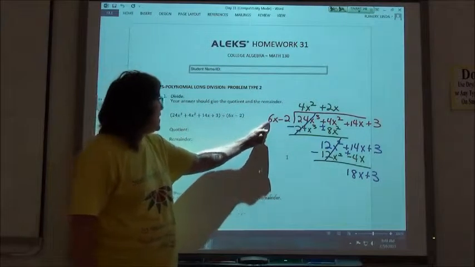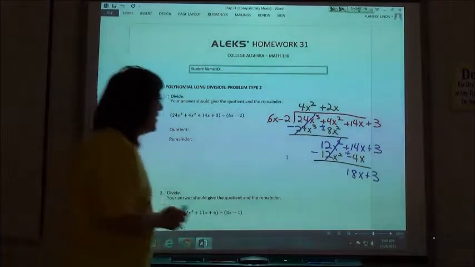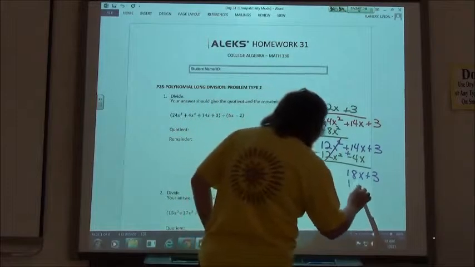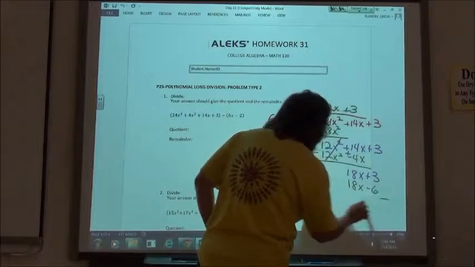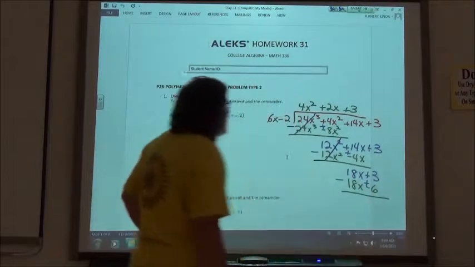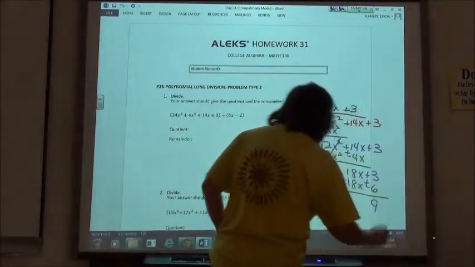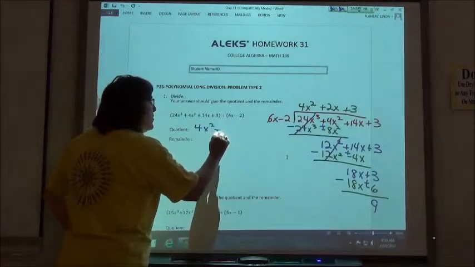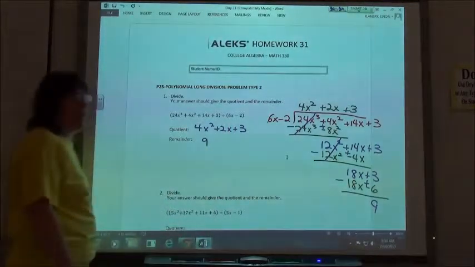So, what times 6x gives us 18x? 3. Positive 3. 3 times 6x is 18x. 3 times a minus 2 is a minus 6. We then have to subtract, so we change our signs, and our remainder would be 9. So our quotient, 4x squared plus 2x plus 3, our remainder, 9.